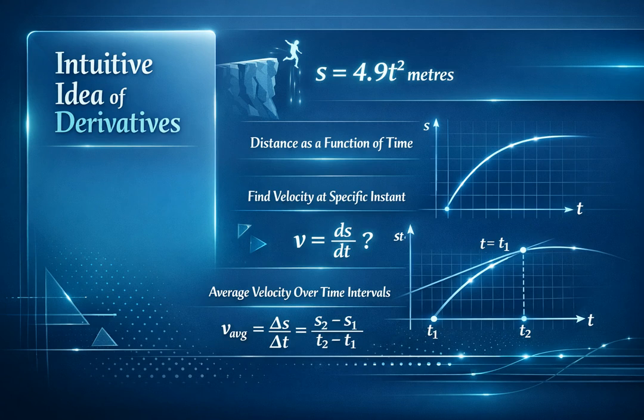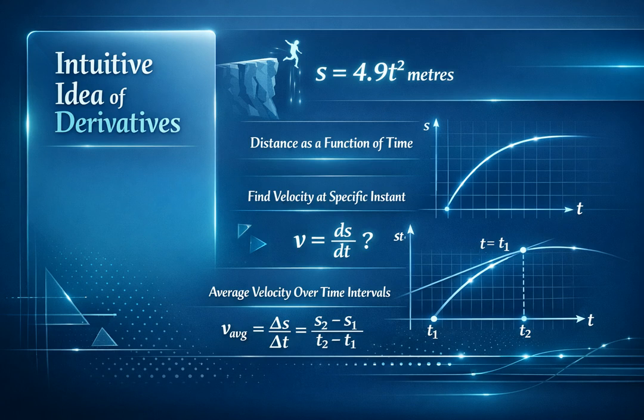Let's develop an intuitive understanding of derivatives. Imagine a body dropped from a tall cliff. Physics tells us the distance fallen equals 4.9 times t squared meters, where t is time in seconds. We want to find the velocity at exactly t equals 2 seconds. How do we find velocity at a single instant?